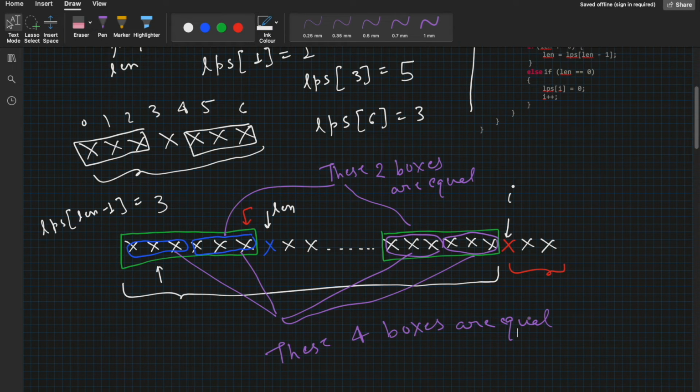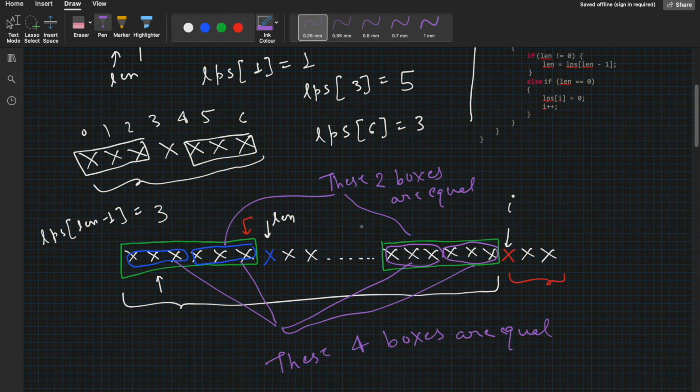Okay, so I hope you are with me till here. What we did was, we were in a situation where the characters don't match. We already know the value of LPS for all other indices from 0 to i minus 1. We know that the box from 0 to length minus 1 equals the box before i, right? So the green boxes are equal. Then we looked into the value of LPS of length minus 1. Let's say the value is 3. What it means is the first 3 characters in the box equal the last 3 characters. Because these boxes are equal, here also the first 3 characters will be equal to the last 3 characters. That means all these 4 boxes are equal.